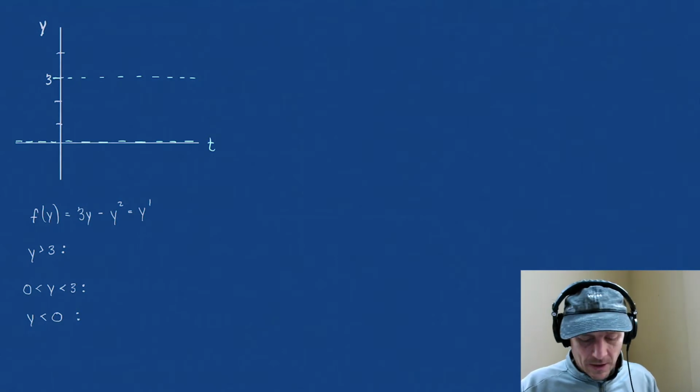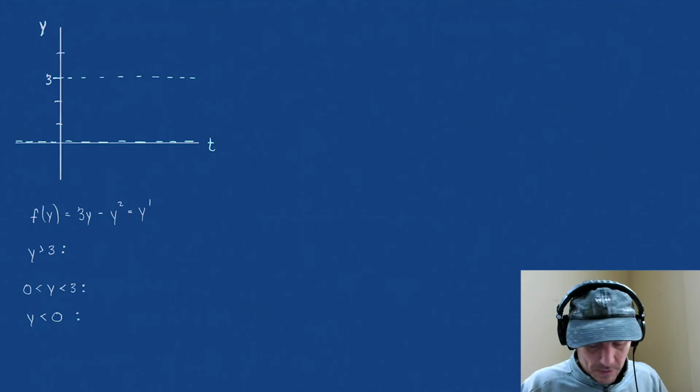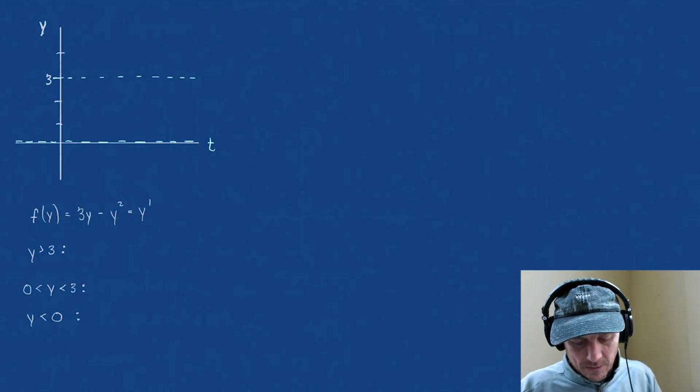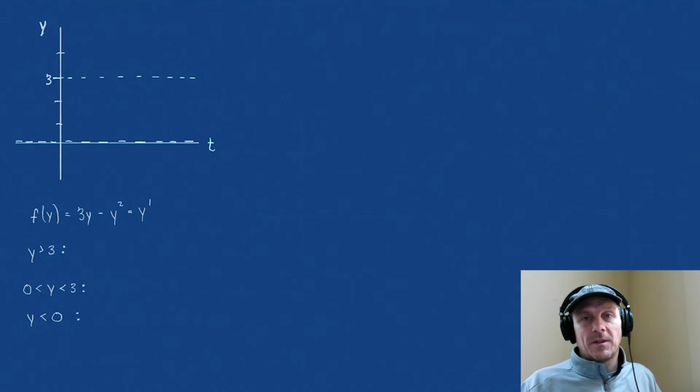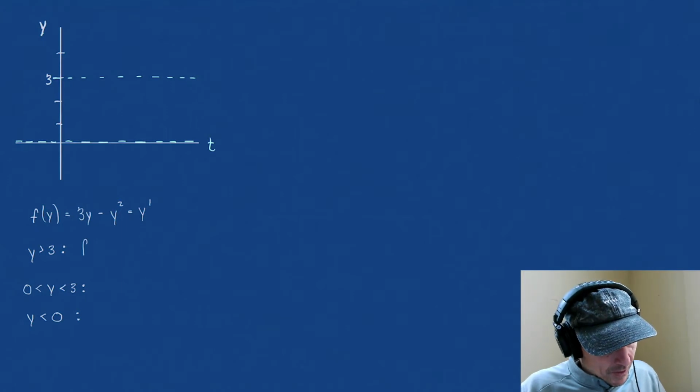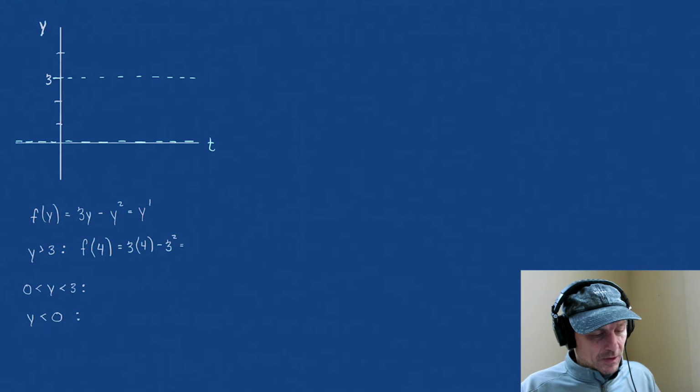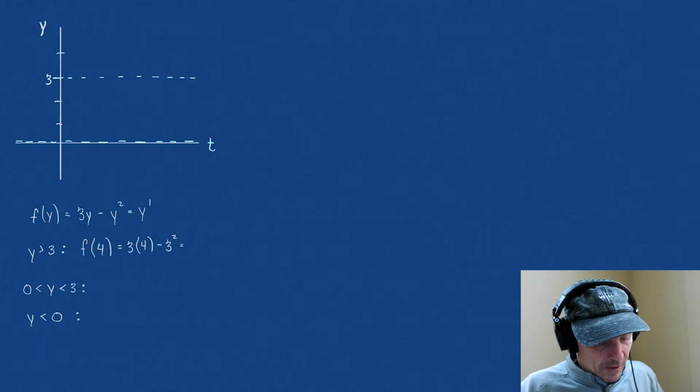So let's do this. And I'm going to do this in another color, because then we're going to mark these up. We'll add that later. Okay, so an easy value to pick that's greater than 3, I'm thinking of 4. So let's try 4. So let's see, what is our function doing at 4? So, f of 4, this is going to be 3 times 4 minus 3 squared. Well, that's going to be 12 minus 9, that's going to be 3.